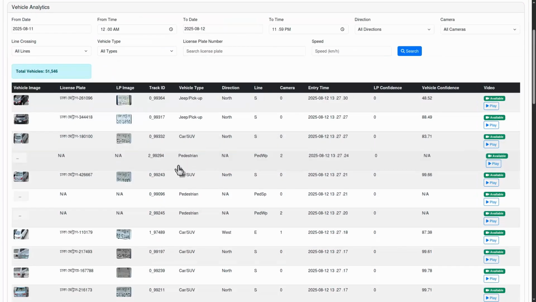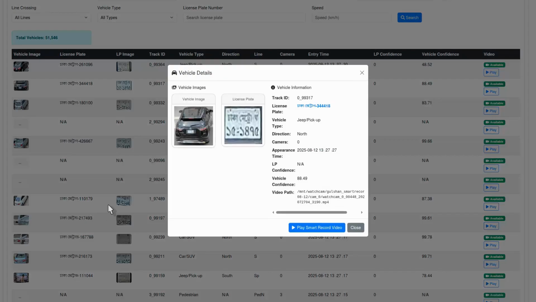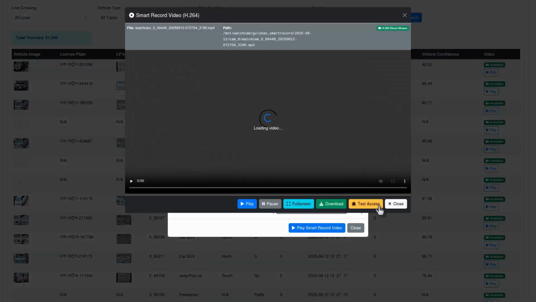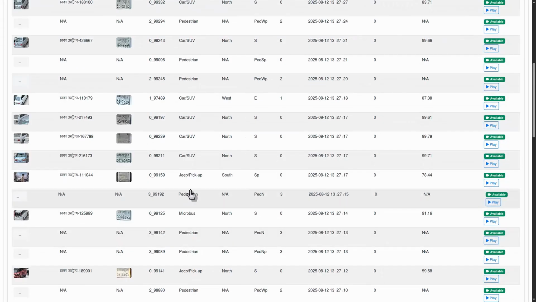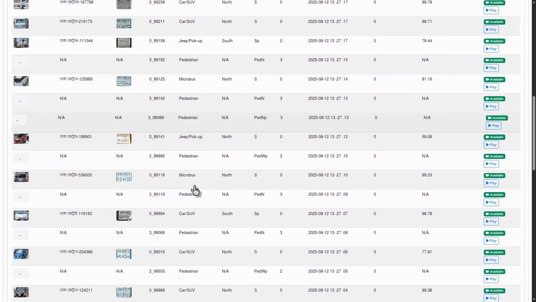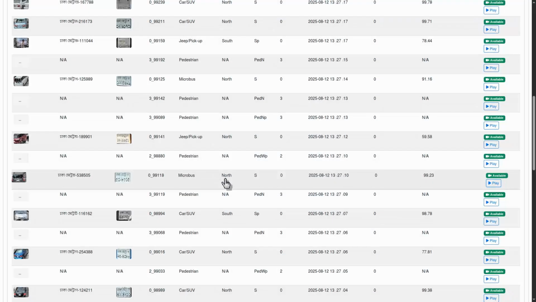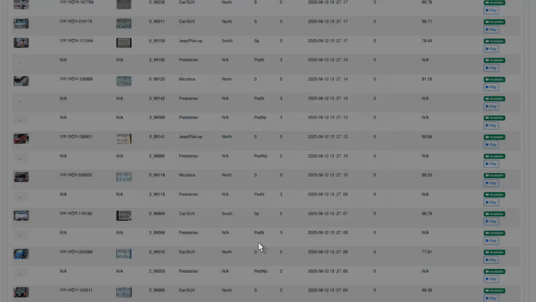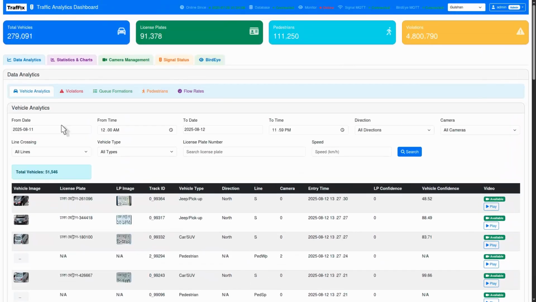On the Vehicle Analytics tab, we see each of the vehicles that crossed throughout the directions. When clicked, we can play the videos and the details of the vehicles along with the number plate image and number plate numbers, the type of the vehicle and which direction it is moving, and the timestamp of the vehicle movement.